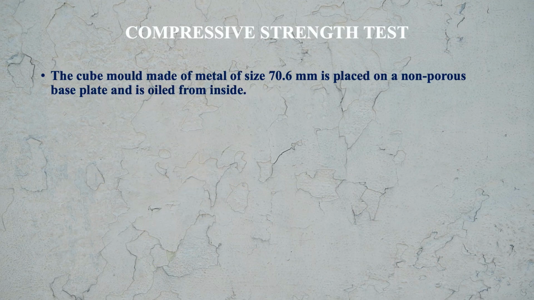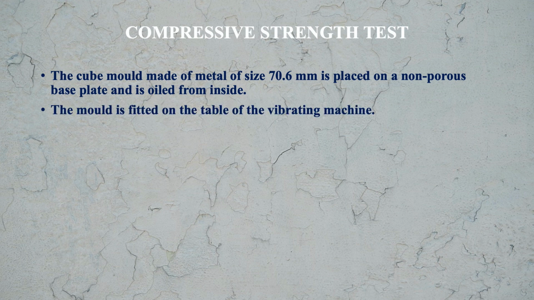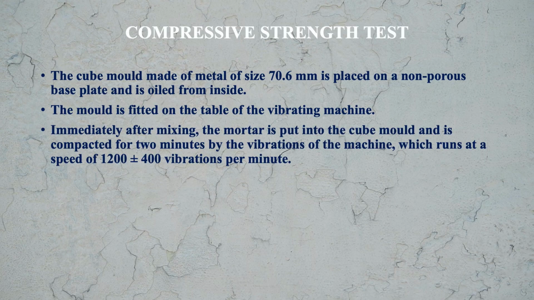Now the cube mold made of metal of size 70.6 mm is placed on a non-porous base plate and is oiled from inside. The mold is fitted on the table of the vibration machine basically. Immediately after mixing, the mortar is put into the cube mold and is compacted for 2 minutes by the vibrations of the machine, which runs at a speed of 1200 plus minus 400 vibrations per minute.